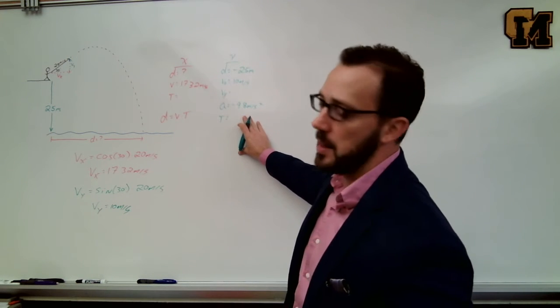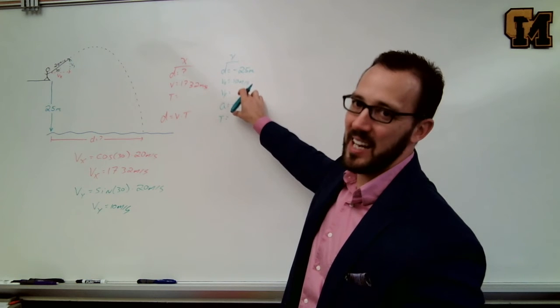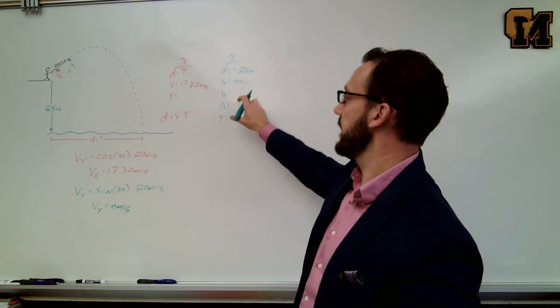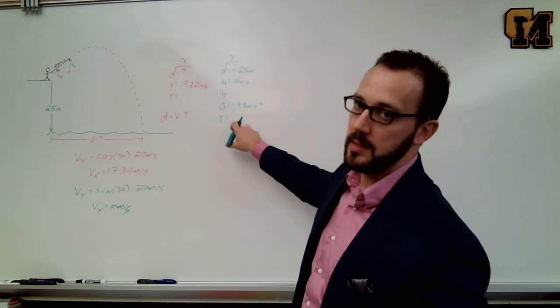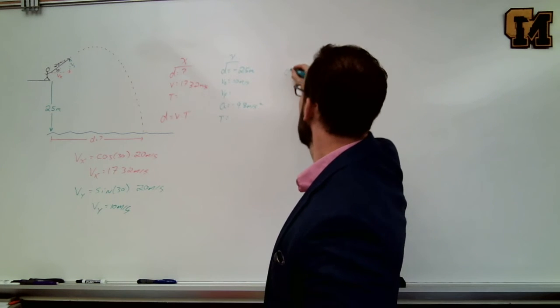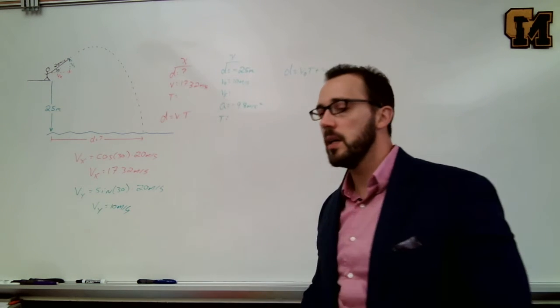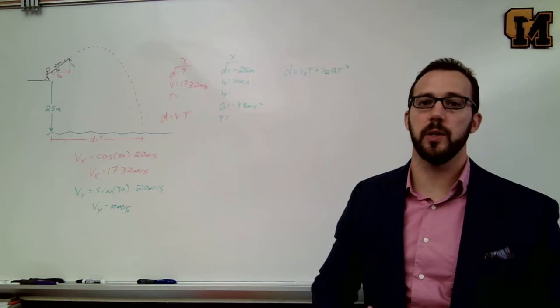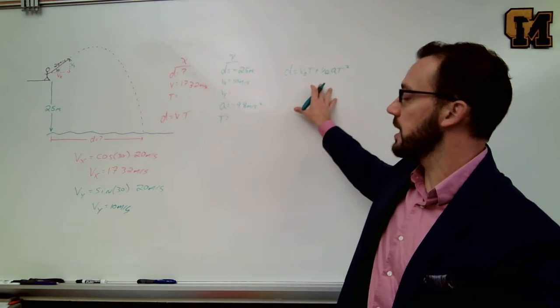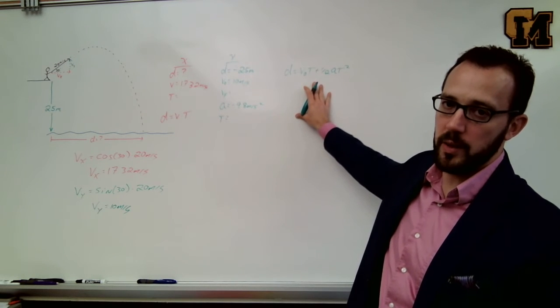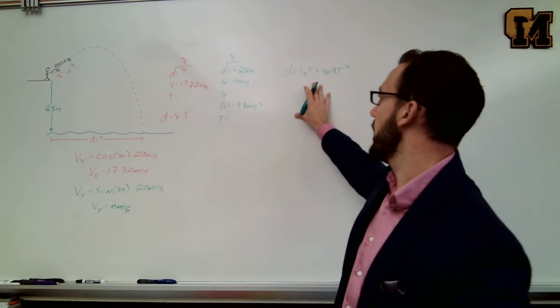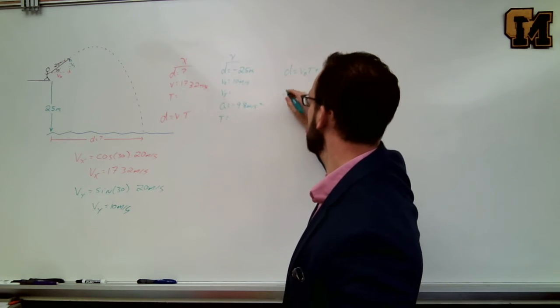So in the y dimension, I'm going to use the equation that does not have VF in it. And the reason for that is I don't have it, and I want time instead. So the equation is d equals v naught t plus 1/2 at squared. This is a quadratic. We're going to have to use the quadratic formula to solve for time. I've already shown you how to rearrange this equation for time using the quadratic formula. It would look like this.